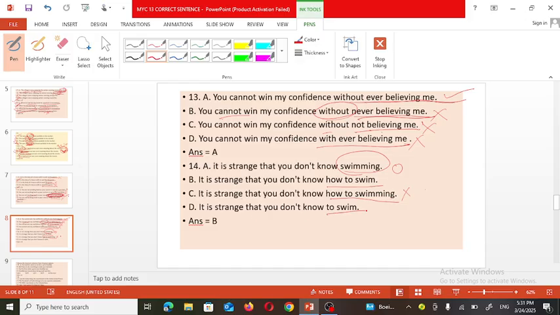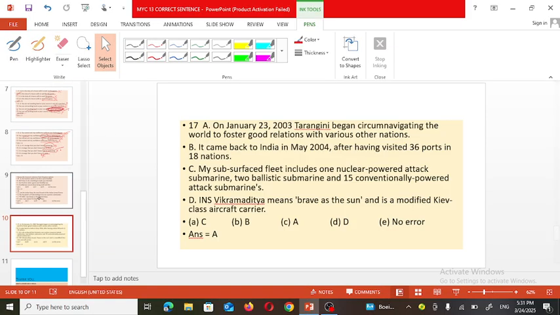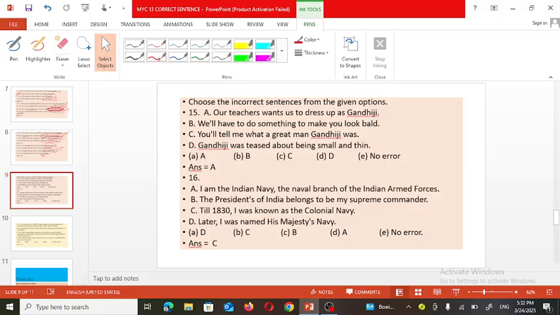Here to swim is used, but see the sentence: it is strange that you don't know to swim. You don't know to swim, that is incorrect. How to swimming is incorrect, and how to swim is the correct one. See the next one. Here a little change is there. Choose the incorrect sentence from the given options. Which is incorrect? Now see here.